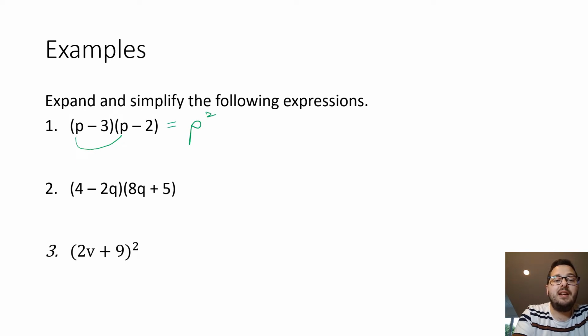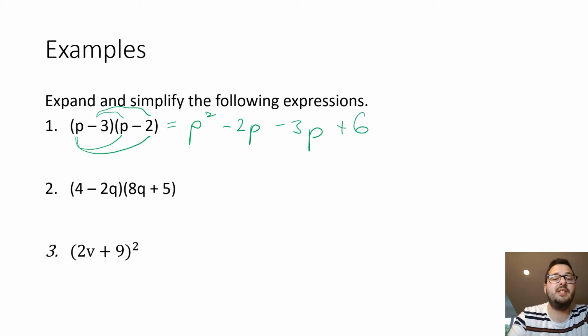Then it's the outside, so that's p and minus 2, so that's minus 2p. Then you've got the inside, which is minus 3 and p, and then you've got the last, which is minus 3 and minus 2, which times together to make plus 6.